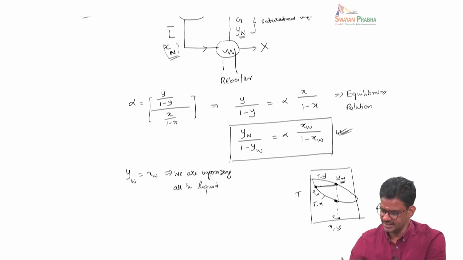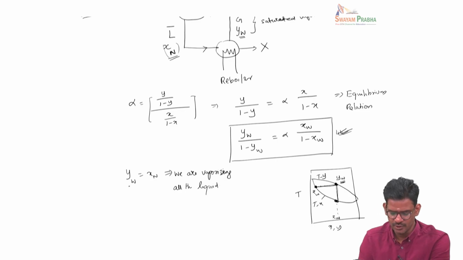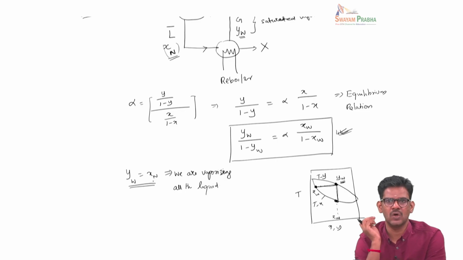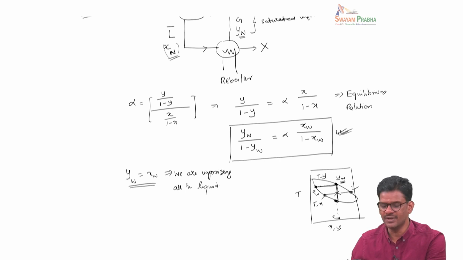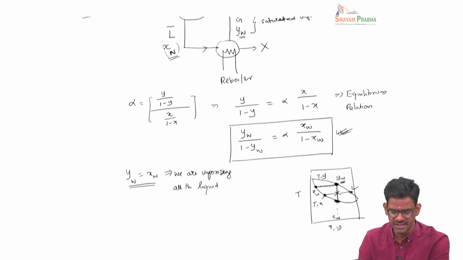Now you can see that in this diagram, YW is equal to Xn because we are vaporizing all of it. Instead of vaporizing all of it, suppose I stop somewhere here, then we would have a two-phase mixture containing vapor at this composition and liquid at this composition, but we are not doing it. In the reboiler, we are vaporizing all the liquid, so we go from here to here all the way. That's why we say YW is equal to Xn.